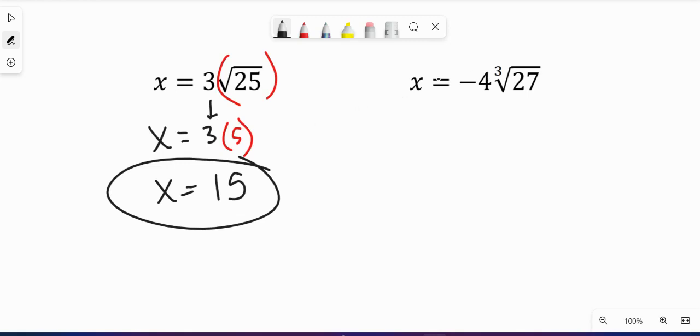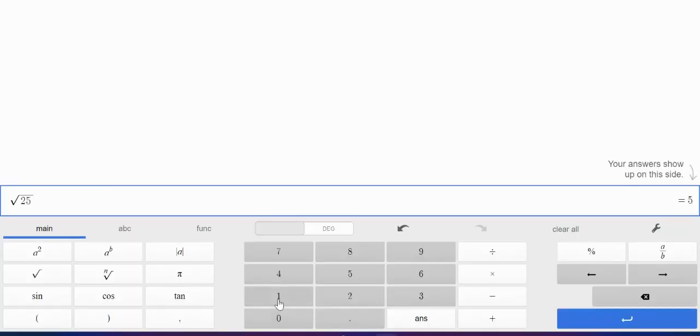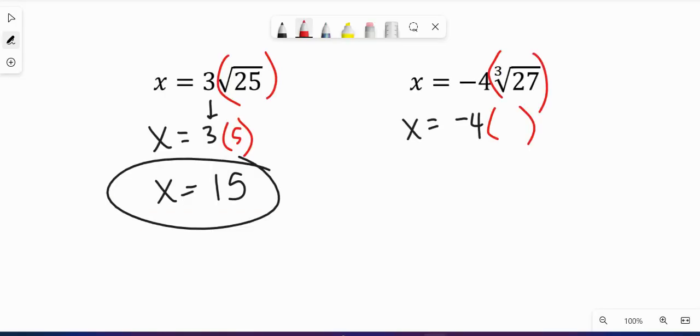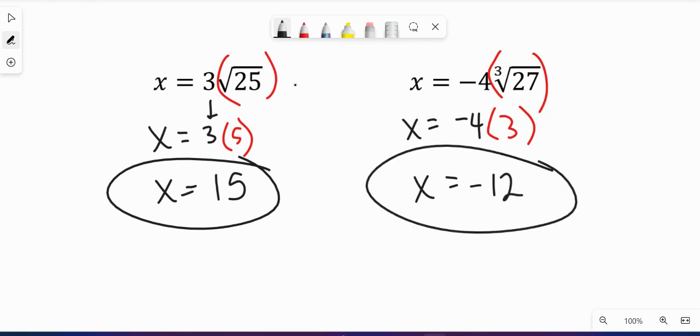Same thing here. X is -4. I'm going to bring that down. Now I have to find the cube root of 27. That is a perfect cube. So there's such a thing as perfect squares, and there is such a thing as perfect cubes. What times what times what is 27? It's 3. And to prove that, I take the cube root of 27, which is 3. So I have -4 times 3, which is -12. There's my final answer. What was nice about these is that this was a perfect square and this was a perfect cube. All right, let's take a look at more examples.